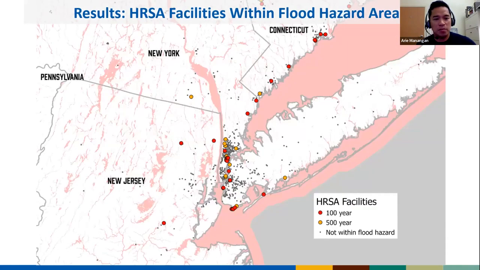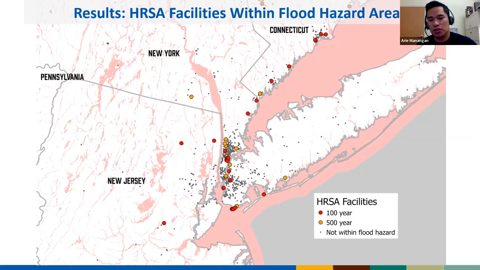Here's a regional map of the HRSA facility analysis focused on the New York City area. In this regional map showing 751 HRSA facilities, approximately 7%, or 50 out of 751, of these facilities are within a 100-year or a 500-year flood hazard zone. Next slide.